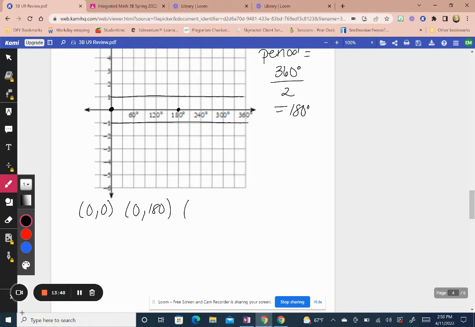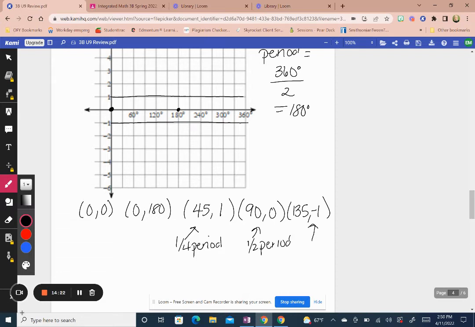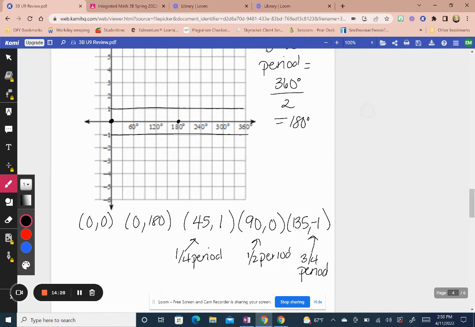1/4 of the way through, so 1/4 of 180 is going to be 45. So it's going to be 45 degrees. It's going to be at the positive amplitude, which is 1. Okay, and then our next one halfway through is going to be 90. It's going to be at 0 again, so 90, 0. And then 3/4 is going to be 135, -1. So this is going to be a quarter of the period, half of the period, and 3/4 of the period. Okay, great.